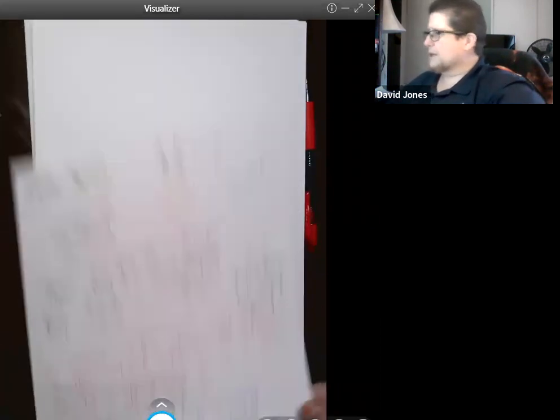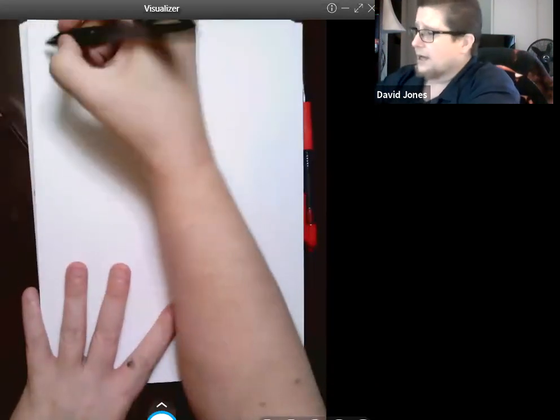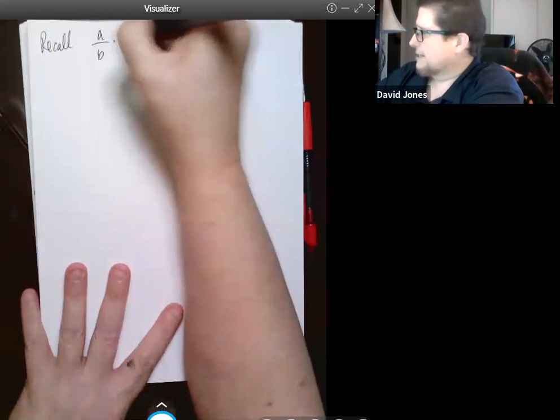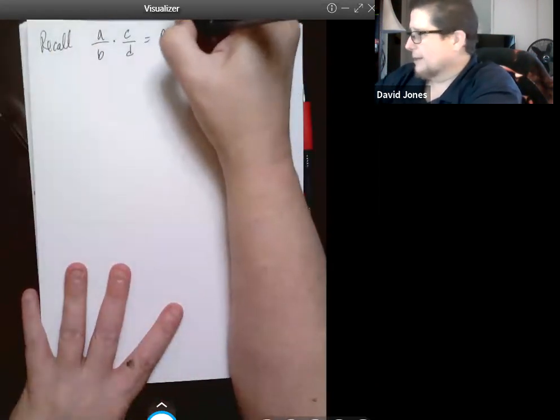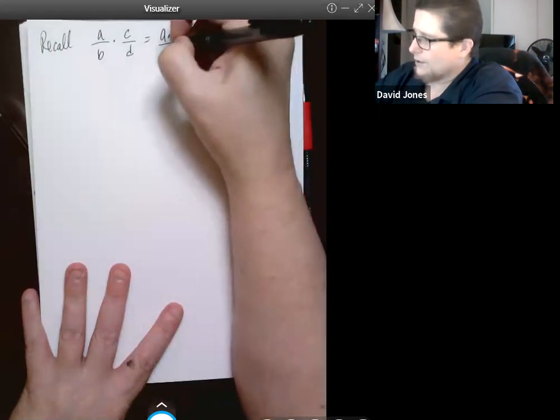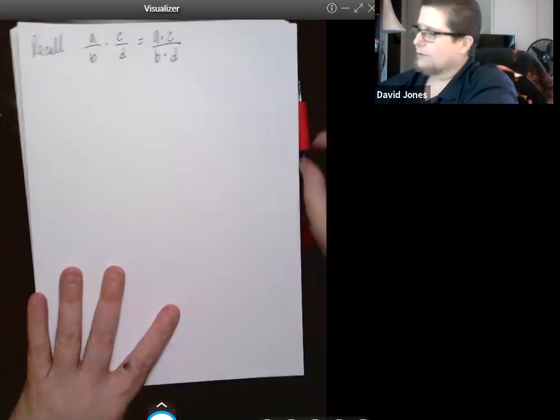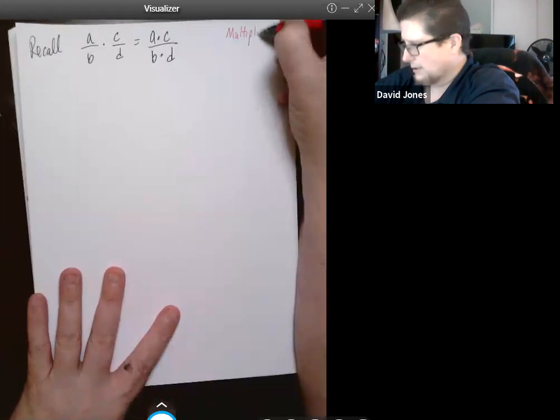So earlier I was mentioning the fundamental theorem of fractions. So recall, a over b times c over d equals... oh, this isn't the fundamental theorem. This is similar to that though. This is multiplying fractions. So here, in this topic, we're going to do multiplying rational expressions.